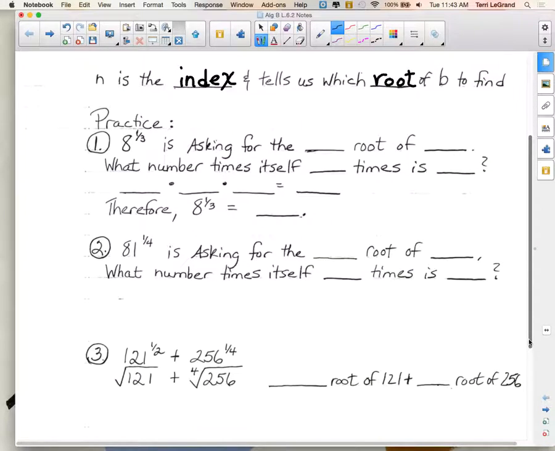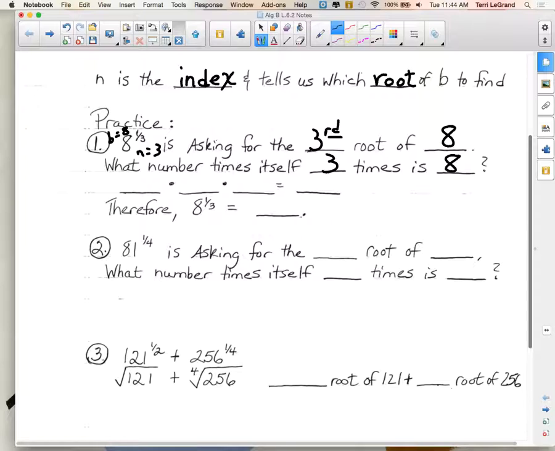So, like number 1 here, 8 to the 1/3 power. The denominator right there is our n, so n equals 3. It is asking for the 3rd root. In this one, our b is 8, so b equals 8. So it's asking for the 3rd root of 8, or in other words, what number times itself 3 times gets you to 8.